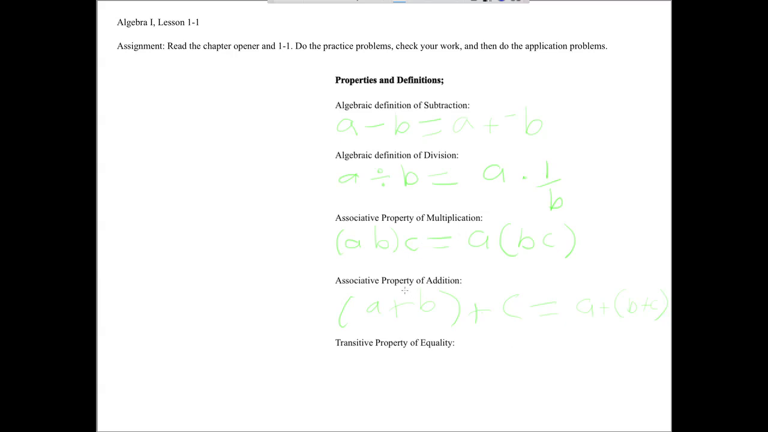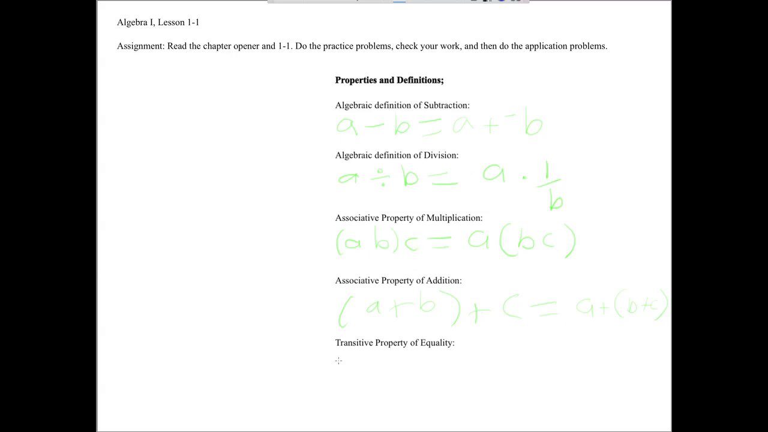So this is the associative property of multiplication, and the associative property of addition. This is why the algebraic definitions of division and subtraction are useful, because neither subtraction nor division is associative. In order to use this property, we need to rewrite them that way.